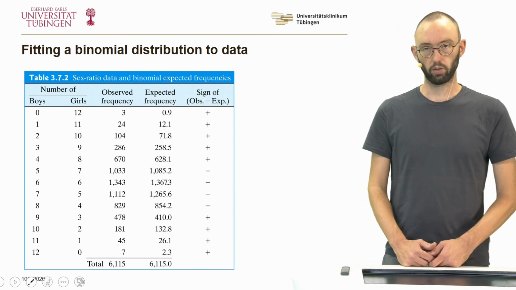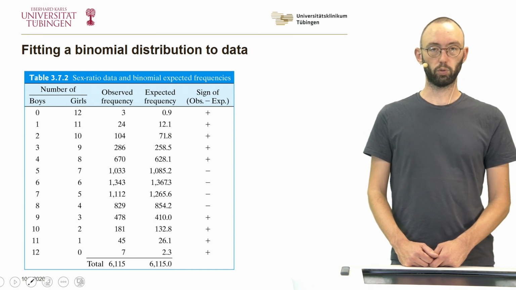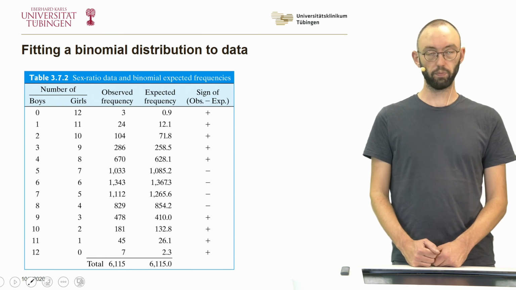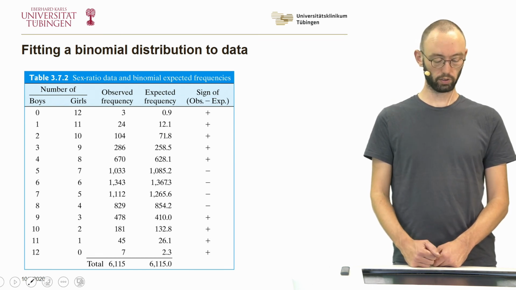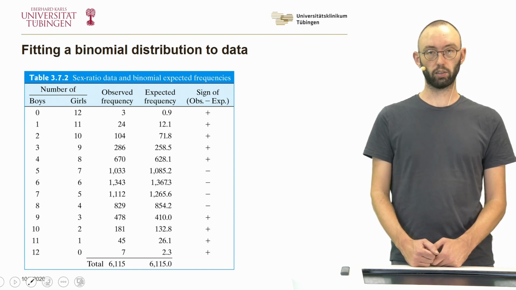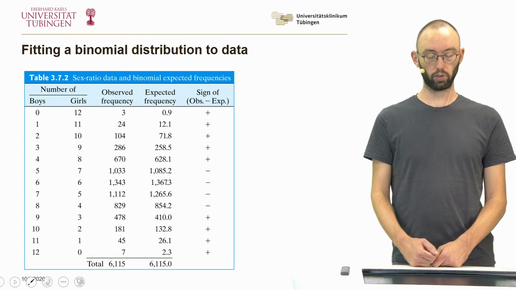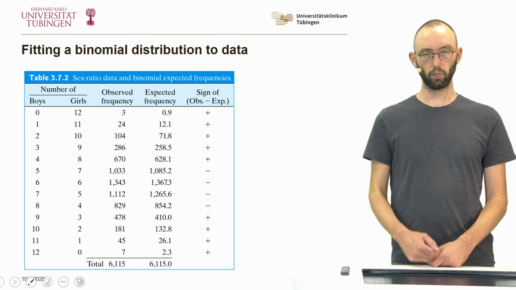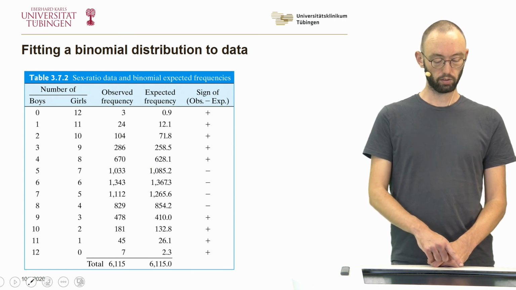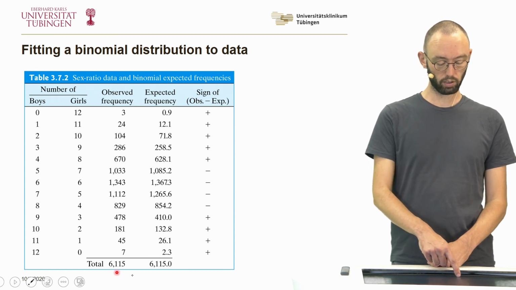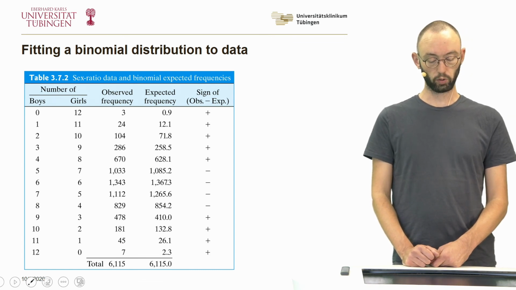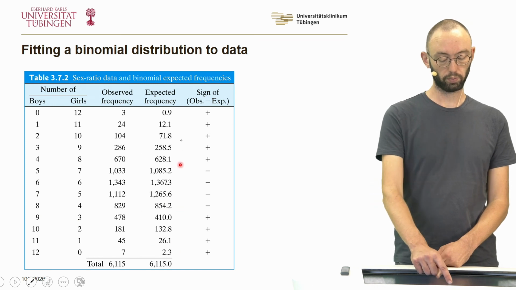So how do we turn this into a binomial distribution? Well, if we say the probability of obtaining a boy and a girl is exactly the same, 0.5, then we can calculate the expected frequencies in this data set. The n in the binomial distribution is equal to 6,115. If we do that, we obtain the following values.